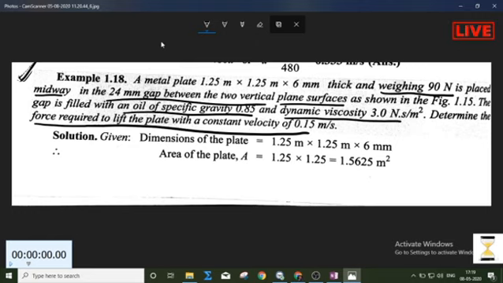The solution will be there in your textbook. Now I will show you the easiest way to solve this one. Let me proceed for this one.